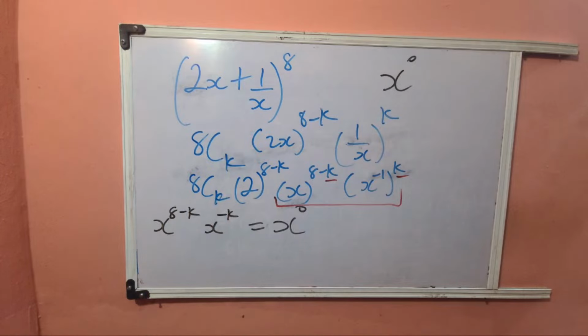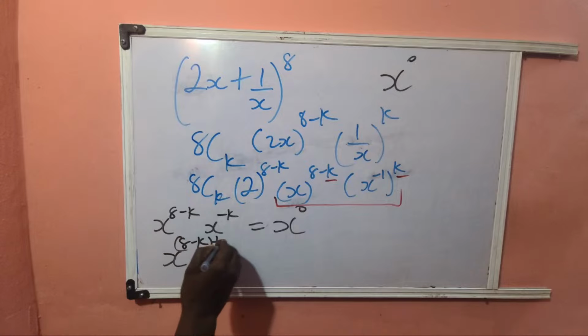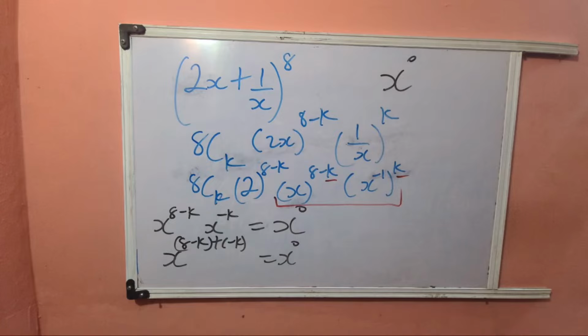At this place, I can say this is x raised to the power 8 minus k plus minus k equals x raised to the power 0. Following this up, this will be x raised to the power 8 minus 2k equals x raised to the power 0. I'm sure you guys are flowing because this is quite simple. You all know indices. You guys are geniuses with indices.